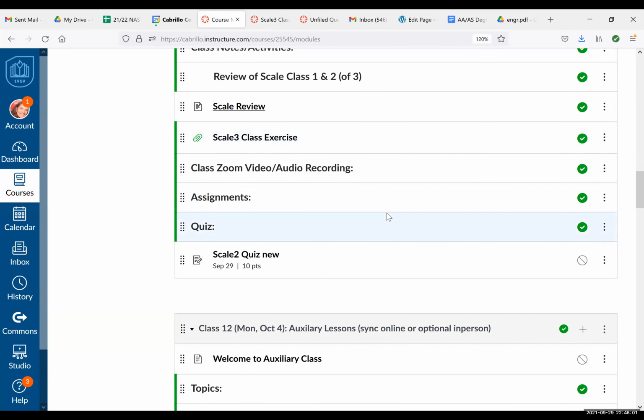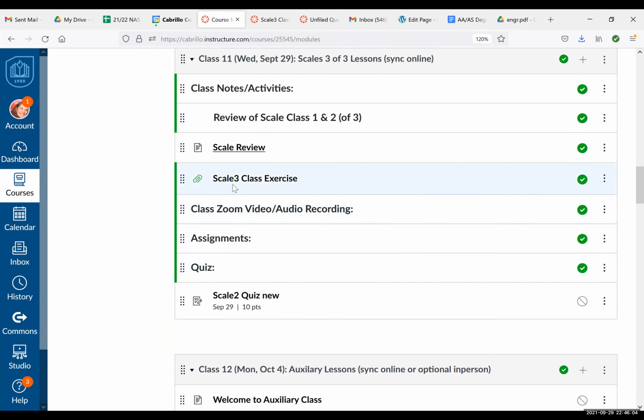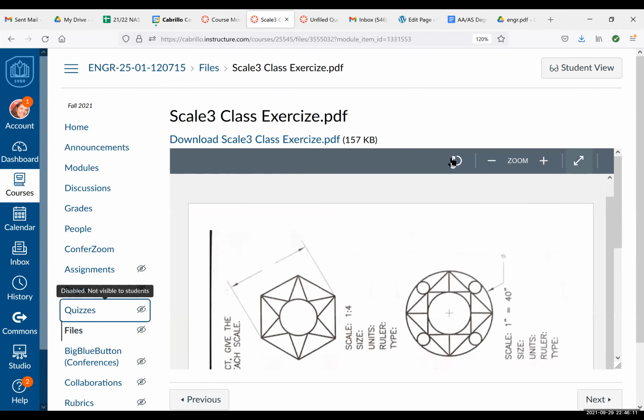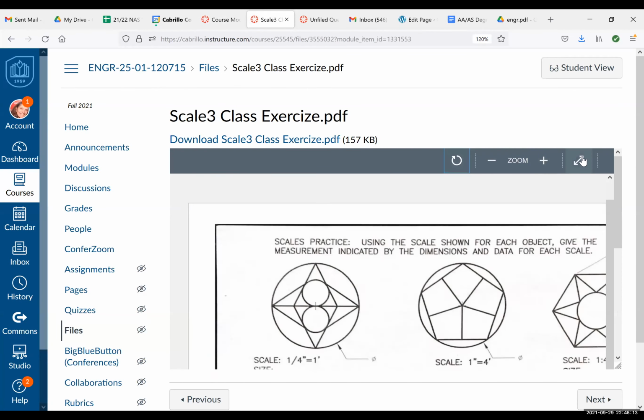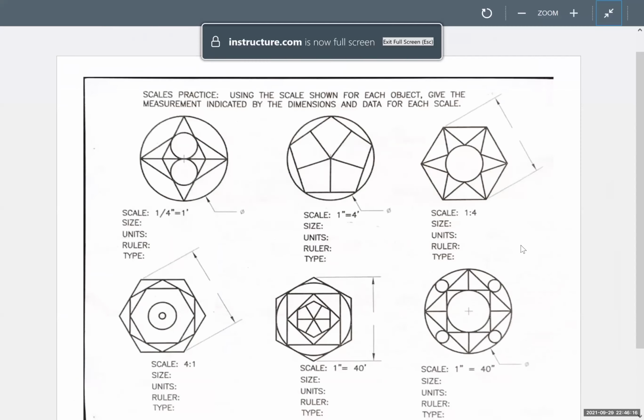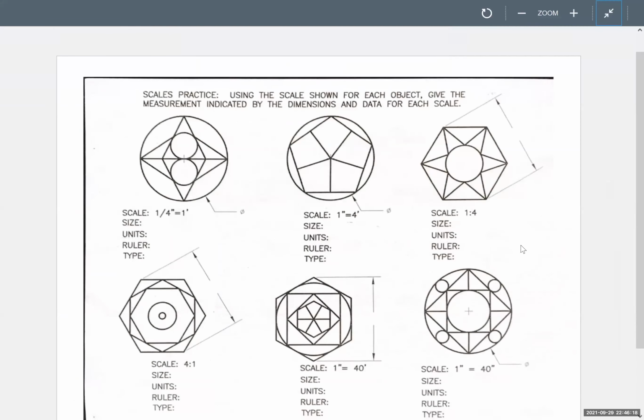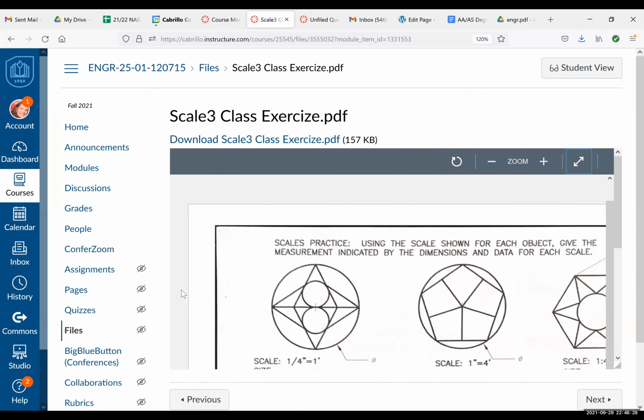And what we're going to work on now is the class 3, scale 3 class exercise. And this is it right here. Let me open it up. And if you want, you could print it out. I don't know if you guys like to print things out, but in the meantime, I have to stop sharing. Well, actually, let me show this first.